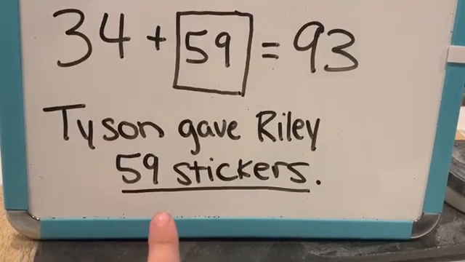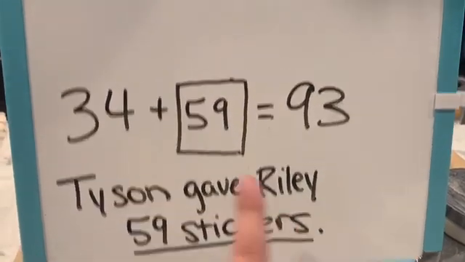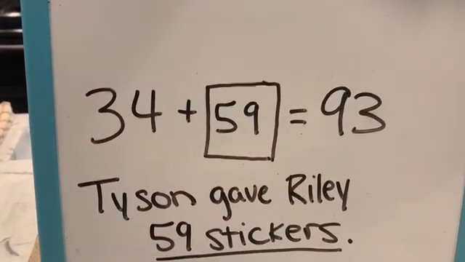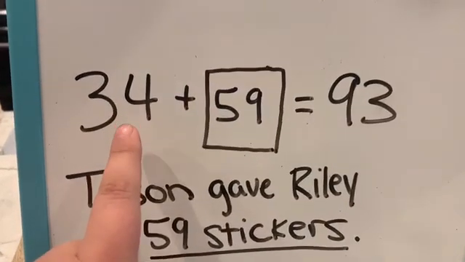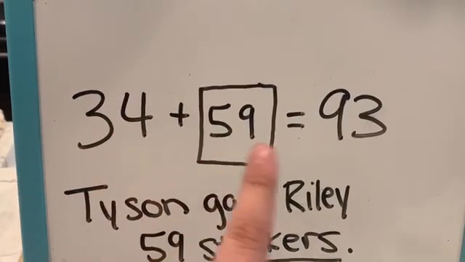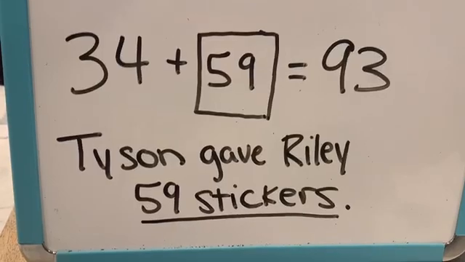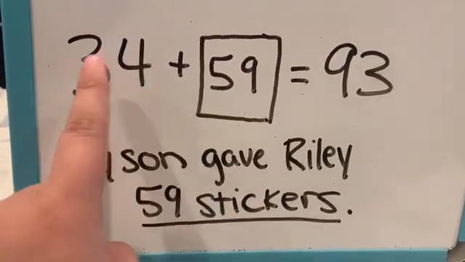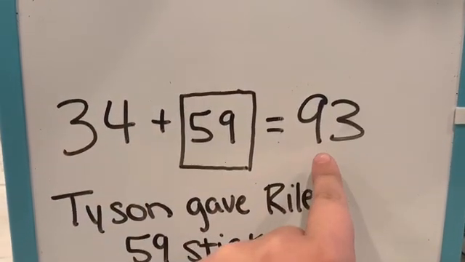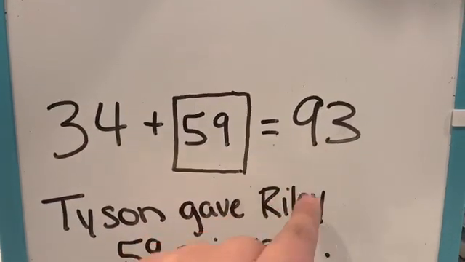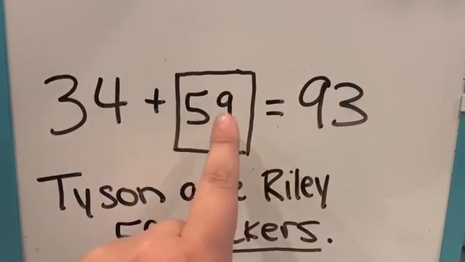Tyson gave Riley 59 stickers. So 59 is what's going to fill the box up here. Again, we've explained to our students that addition and subtraction are the opposites of one another. So if we're missing an add-in, we can move the other add-in over to the sum and subtract that add-in from the sum, which will give us the other add-in.